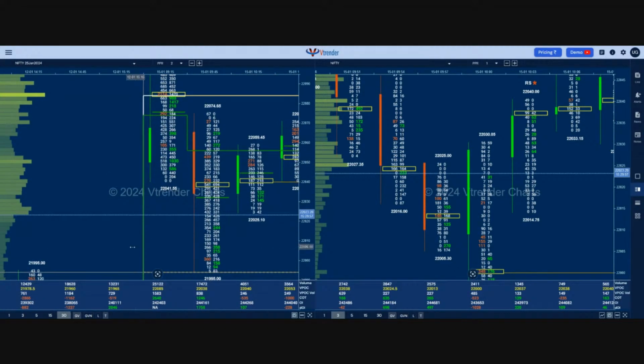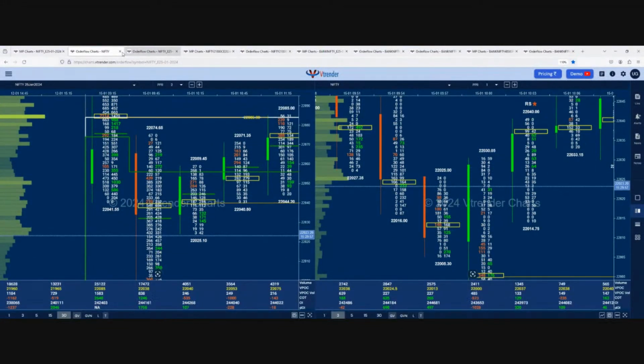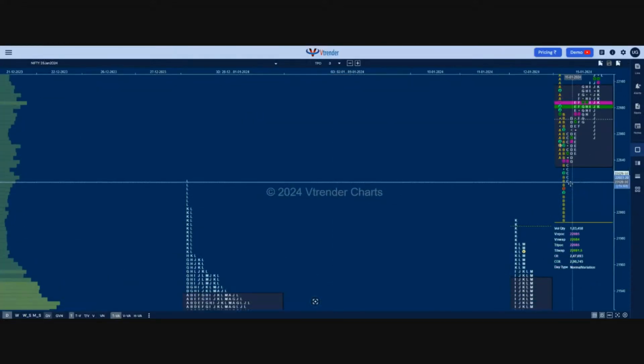So here you can see what we have done after the IB. Although the POC and the VWAP of the B period are not at the lower segment, we can see some good greens, and more importantly, we can see this buying tail which has been confirmed after the C period is formed. So this 22025 becomes our reference in market profile. If you see the market profile chart, this becomes our reference.